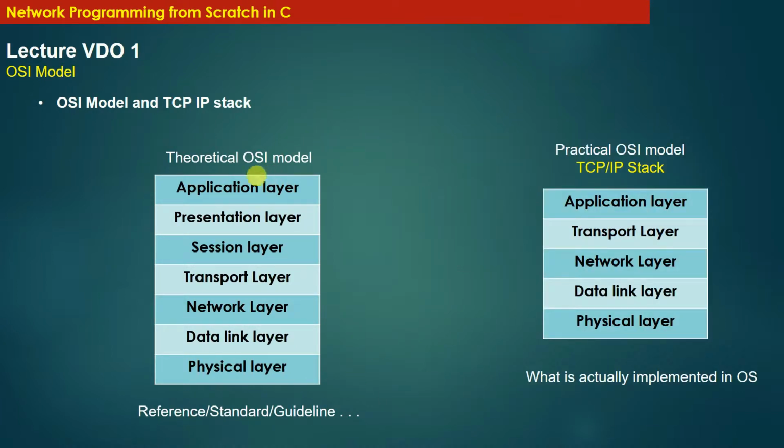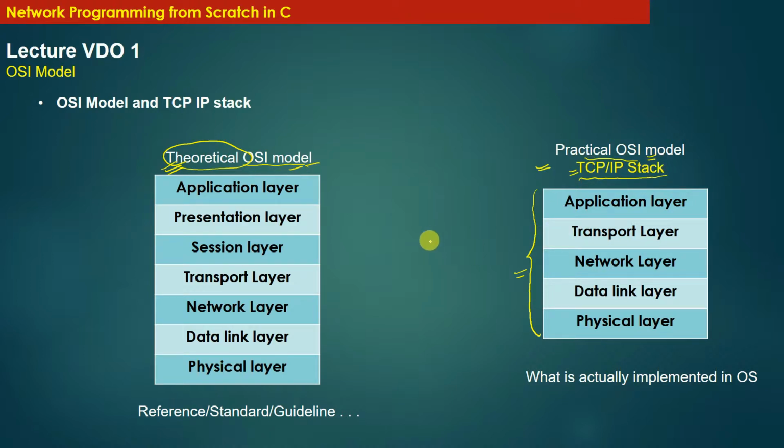In the next slide, we compare the theoretical OSI model with the practical OSI model. The practical OSI model is the instance of the OSI model that is actually running inside your operating system. The most famous practical OSI model implemented and used across the world is the TCP/IP stack. It is this model that is actually implemented and running inside your operating system. The diagram on the left-hand side is the theoretical OSI model, that is, the textbook version and guideline. Whereas what is actually implemented and running inside your machine is the practical OSI model.